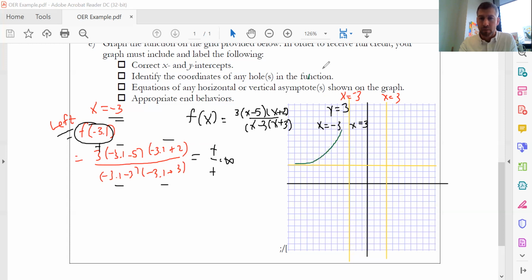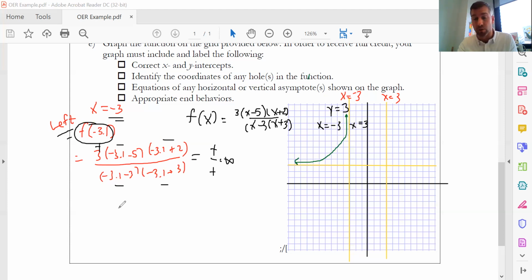Let me put this in green. Green is good. And let me actually start with how I start. So to the left of -3, it's going to be going up. So let's work backwards from here. All right, so if I look at this graph, I can see that it's going up as it gets close to -3. Plugged in -3.1.